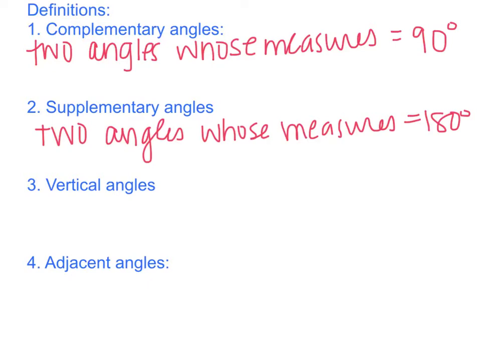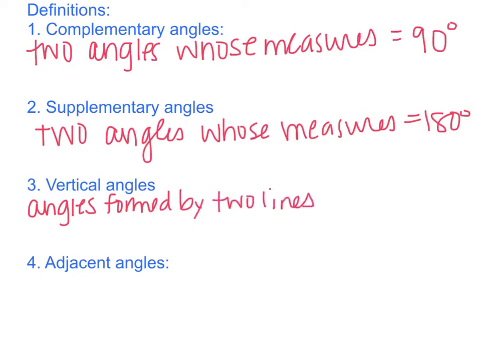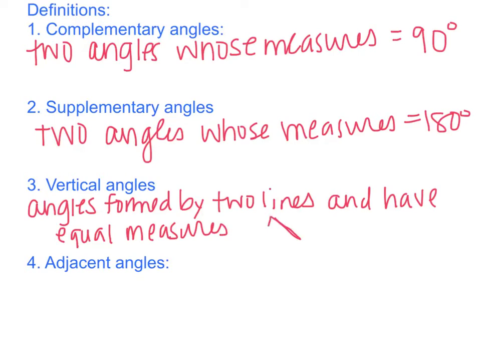Vertical angles are angles formed by two lines and have equal measures. So, if you intersect these two lines, you can see this angle right here and this angle right here are going to be equal, and these angles are going to be equal.